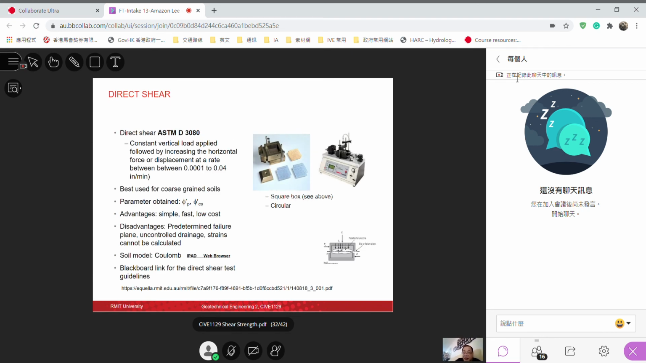Now here is the apparatus of the direct shear. This is the direct shear box, and this is the testing apparatus. This testing apparatus is computer controlled, but the one you are learning in the lab is a manual one. So you have to do everything by hand.